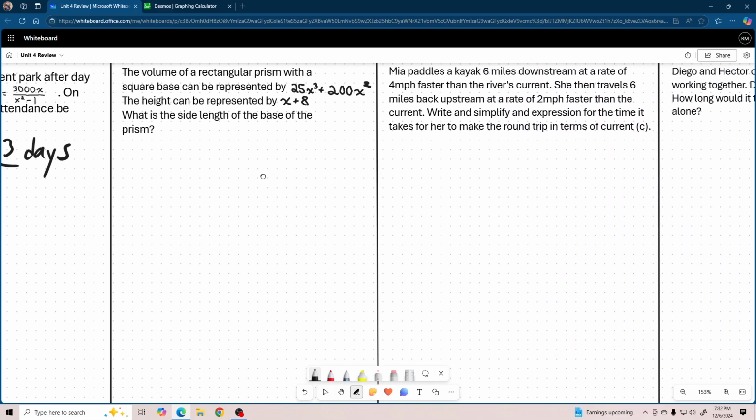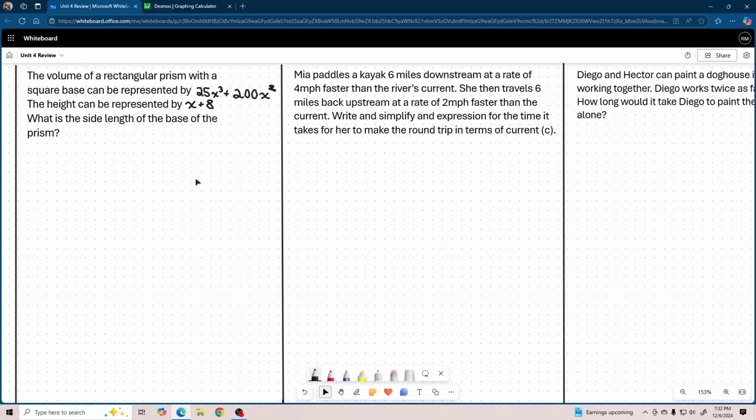All right. So, next question here. The volume of a rectangular prism with a square base can be represented by the function 25x cubed plus 200x squared. The height can be represented by x plus 8. What is the side length of the base of the prism?